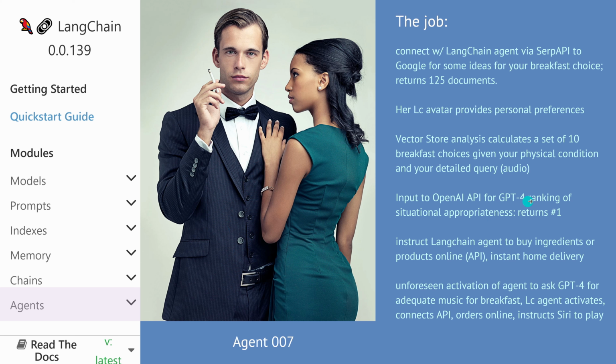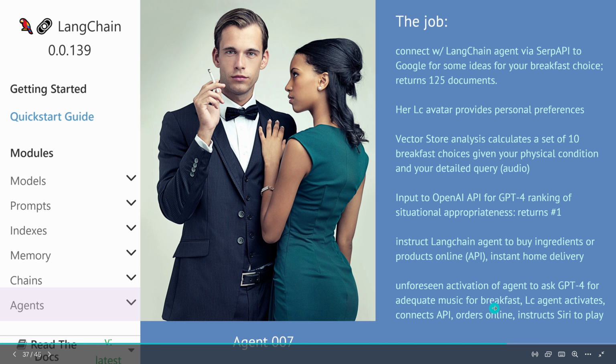So GPT-4 comes back with an answer, and instructs now a different LangChain agent, for example, to buy the ingredients online, or buy the products online for coffee beans, a specific bread, champagne, whatever you like for breakfast, and have, of course, instant home delivery. And now it happens that suddenly one LangChain agent says, hey, wait a minute, there was something. So there was an unforeseen activation of an agent, and it asks ChatGPT or GPT-4 here for some corresponding music for this particular type of breakfast.